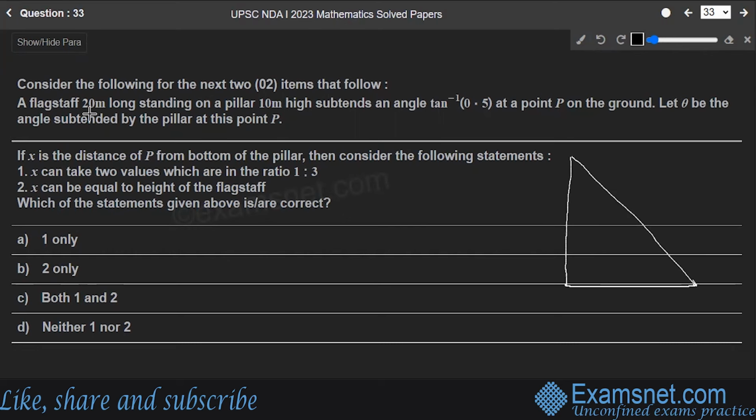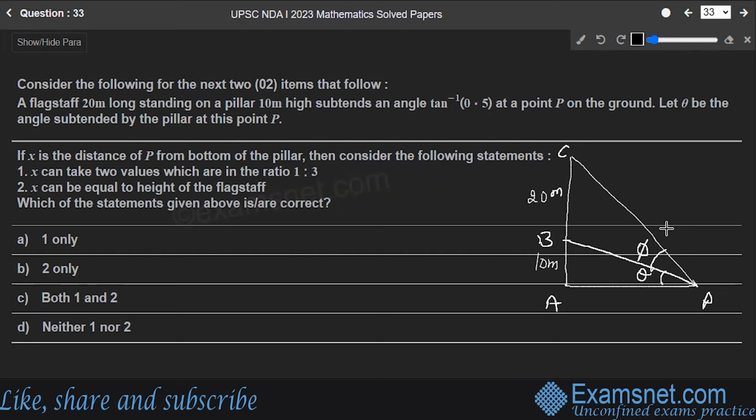Now, a flagstaff 20-meter long standing on a pillar 10-meter high. So this is the pillar 10-meter high and a 20-meter flagstaff is standing on it. Okay, so this is the point B here. Let this be C and A. This is point P. Okay, fine. Now, according to the question, this is like this. So let theta be the angle subtended by the pillar at the point P. So this angle is theta, and I consider this angle as phi.